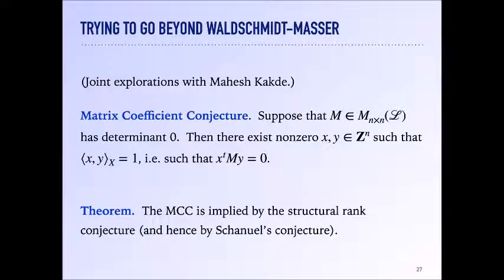Okay, that's the conjecture. One thing that we proved is that this conjecture is implied by the structural rank conjecture, and hence by Schanuel's conjecture, as I explained. Schanuel's conjecture, the special case of it, implies this by this theorem of Roy. So this is expected to be true. That's one good thing. It's always nice to try to prove things that are expected to be true. It's a nice exercise to prove this theorem, actually. It's not completely trivial. I'll leave it for you to think about how you might try to prove this theorem from the structural rank conjecture.